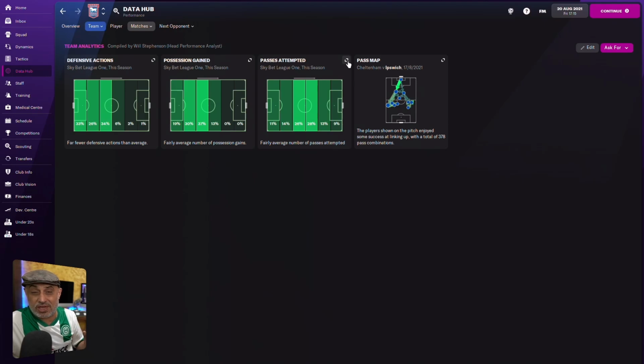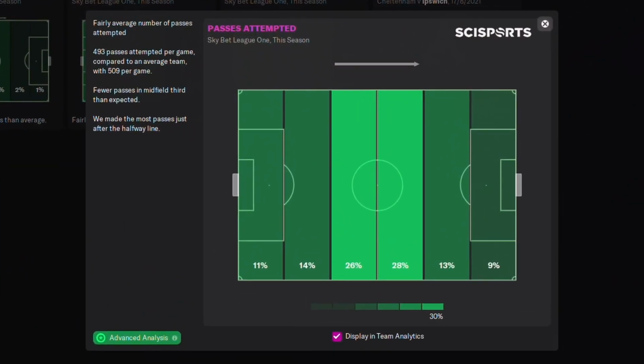Now that we know where we gain possession, then we come to the nutcracker. Where do we create all our chances?